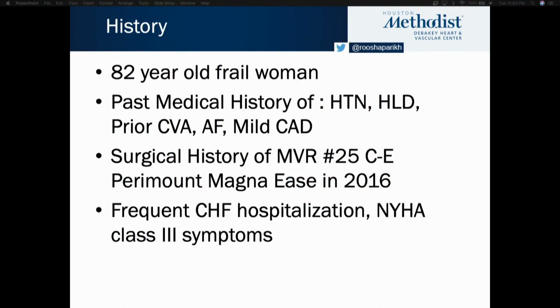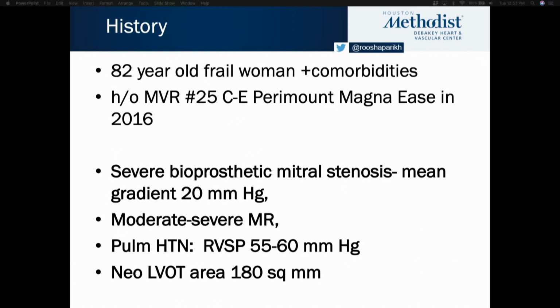So briefly about this patient, 82-year-old frail woman with a past medical history of hypertension, hyperlipidemia, prior stroke, atrial fibrillation, mild CAD, with the surgical history of mitral valve replacement 4 years prior in 2016 with a bioprosthetic 25mm Carpentier-Edwards Perimount Magna Ease valve, having frequent heart failure hospitalizations with NYHA class 3 symptoms. I'll go over her imaging findings and focus more on the structural, interventional, procedural imaging in this case today.